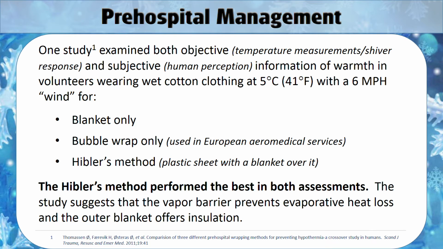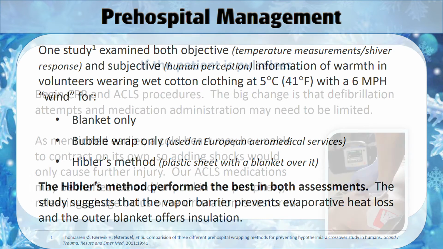So what did they find? A blanket, they used a blanket only. They used bubble wrap, which is something they use in aeromedical in Europe a lot. And then they used a plastic sheet and a blanket over it. As part of this process, the blanket and the plastic sheet showed great improvement with heating those patients up. So that may be something we want to think about adding. We already carry it on the truck, and so we can go ahead and use that, and that may help warm those patients.